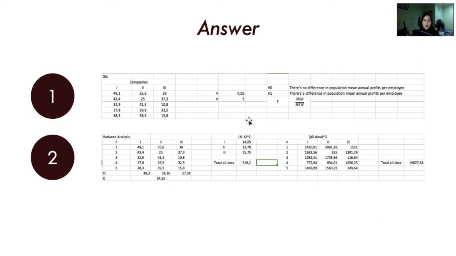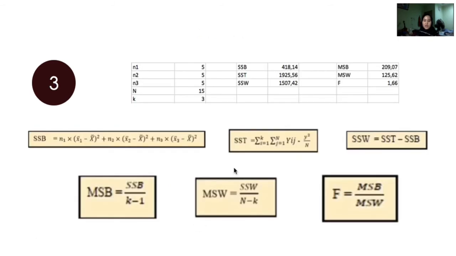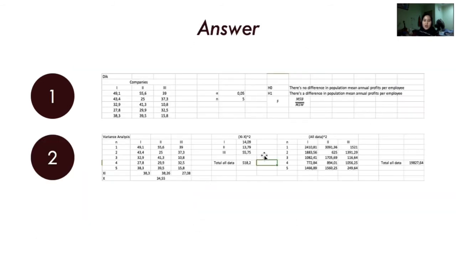After that, we calculate the xi minus x bar squared. This is needed for the next calculation, like this, and we have to calculate this. So how do we calculate it? We just subtract this with this and then square it. So for the first company, we just subtract 38.3 minus 34.55 and then square it. Likewise for company number 2, this minus this squared, and company number 3, this minus this squared.